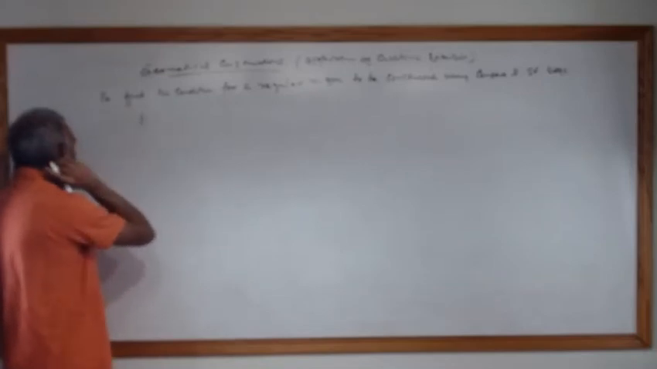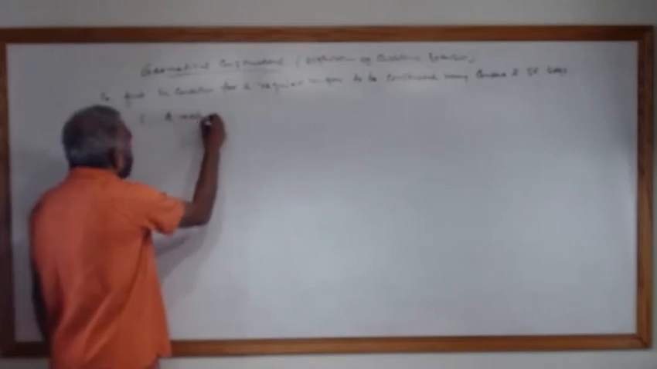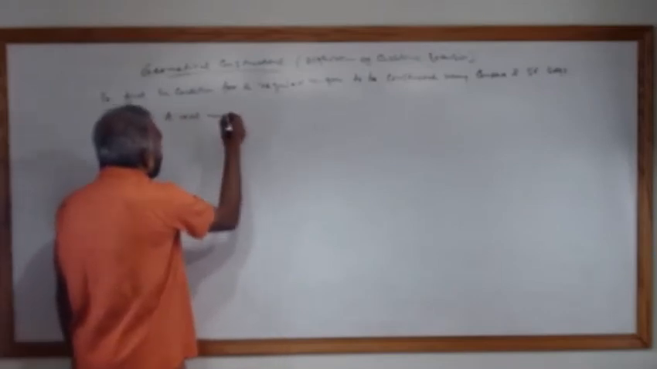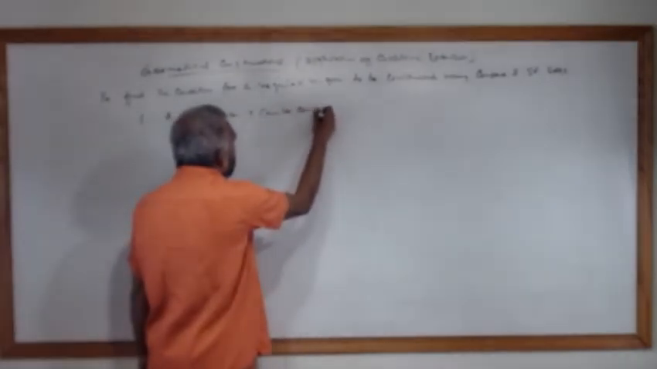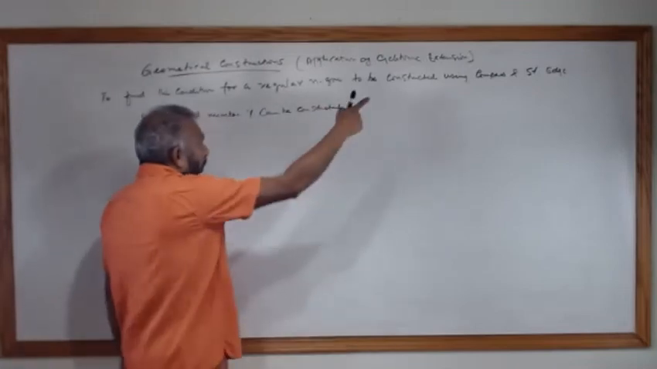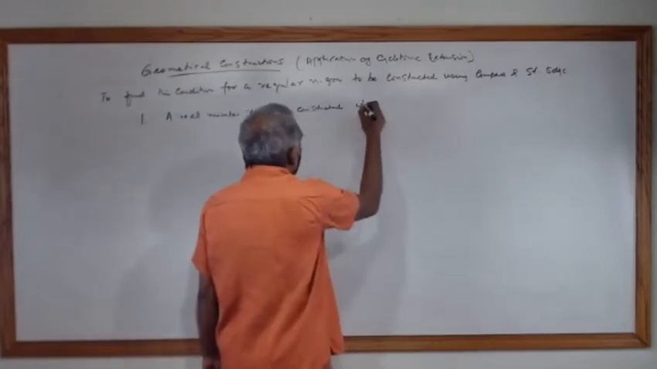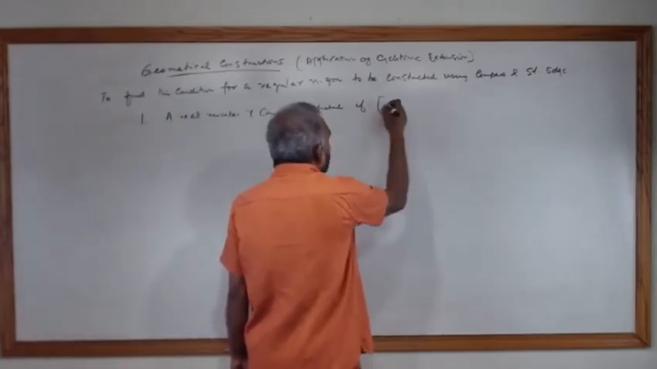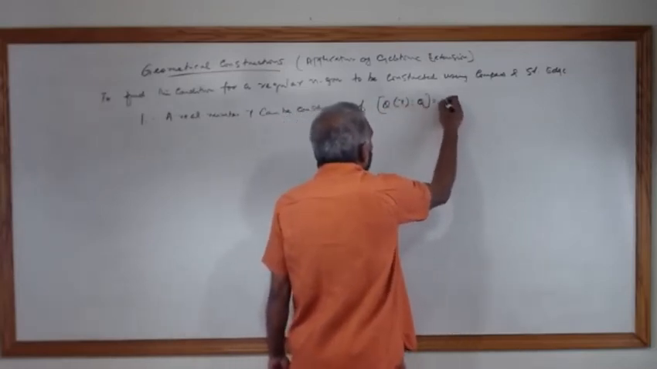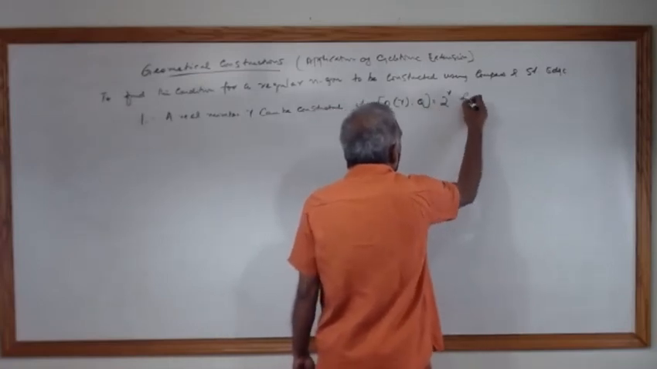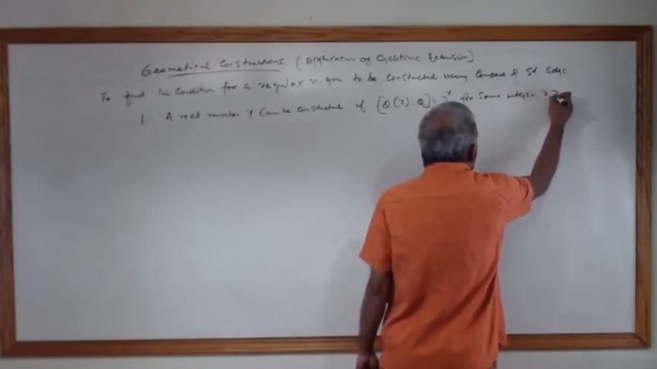One is a real number gamma can be constructed, I'm going to write again, using compass and straight edge if the degree of the simple extension Q(gamma) over Q is equal to a power of 2, that is 2 to the power r, for some integer r greater than or equal to 0.